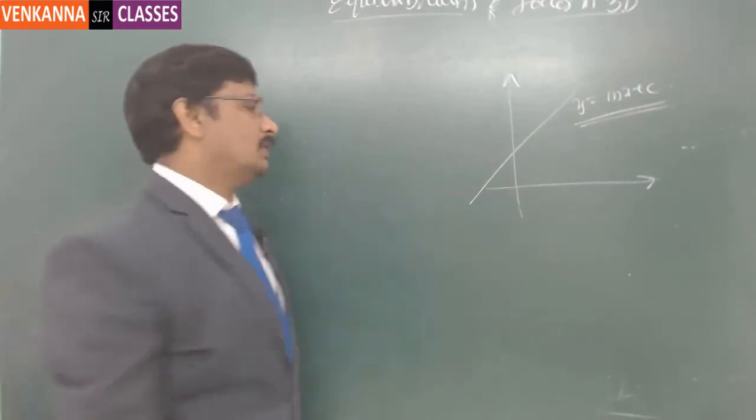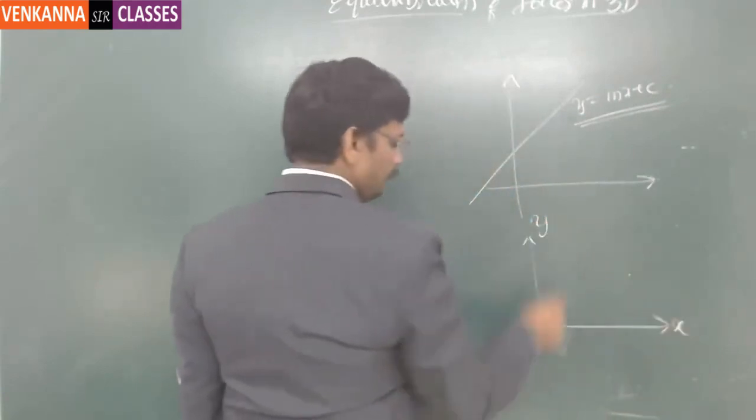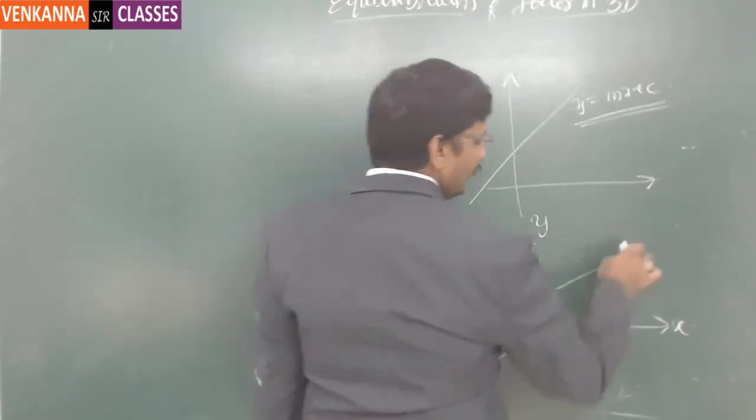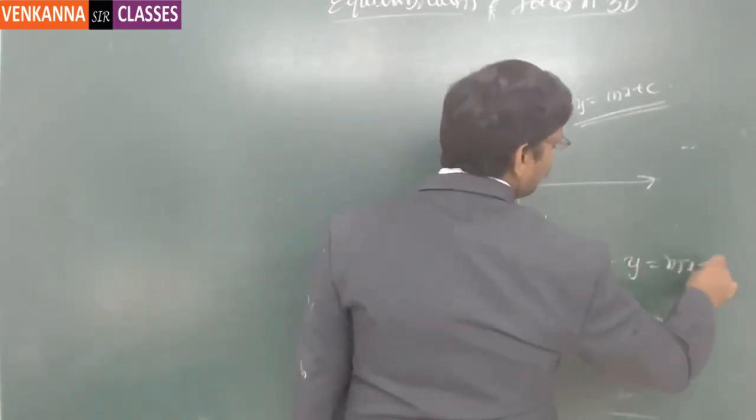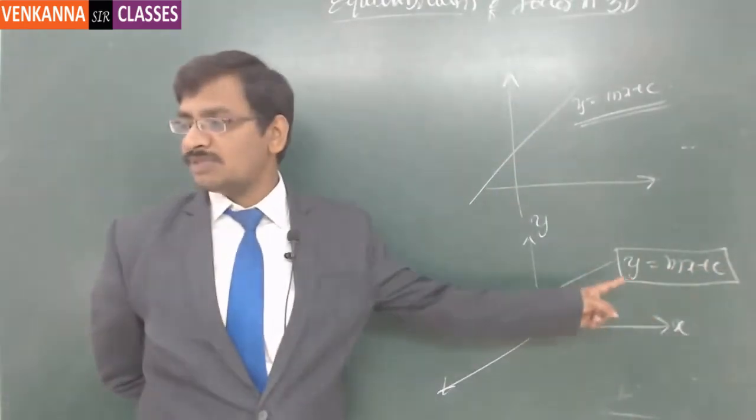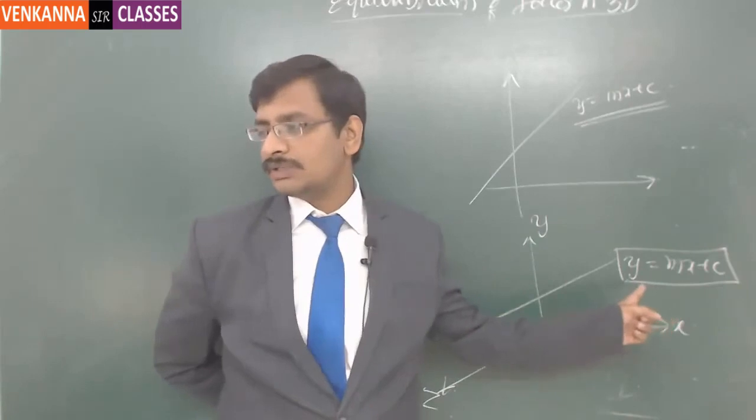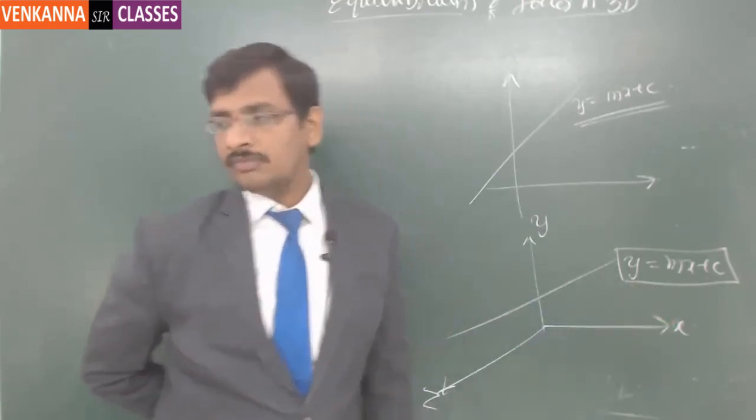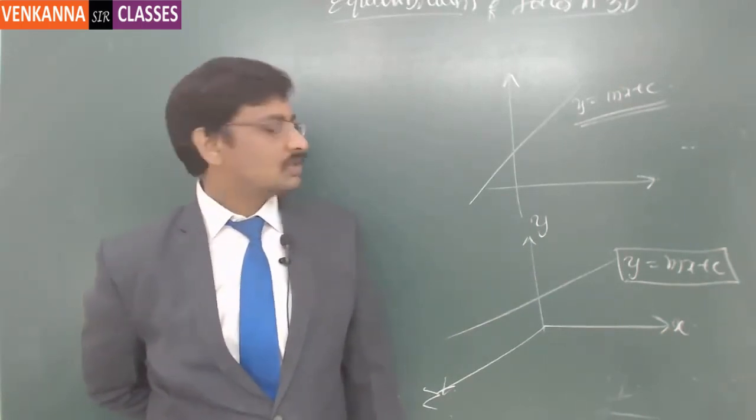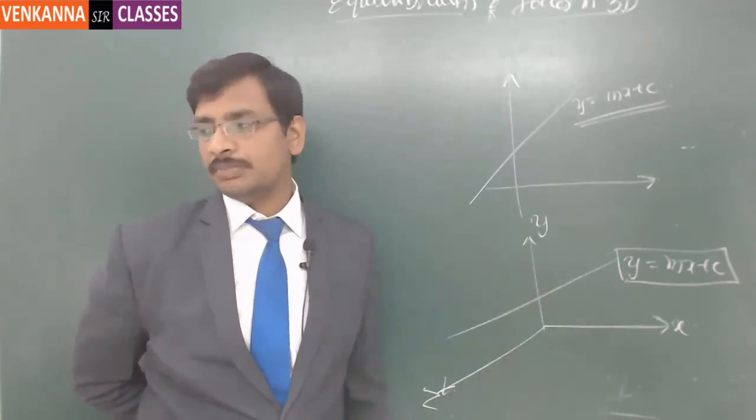Now suppose in 3D, this is the x axis, this is y and this is the z axis. If I draw a line like this, can I say that the equation is y is equal to mx plus c? If I say y is equal to mx plus c in 3D also, there is a z axis also. Will it be the same straight line equation, y is equal to mx plus c? No, it's not a straight line equation. Now what is the equation then? This equation represents what shape?